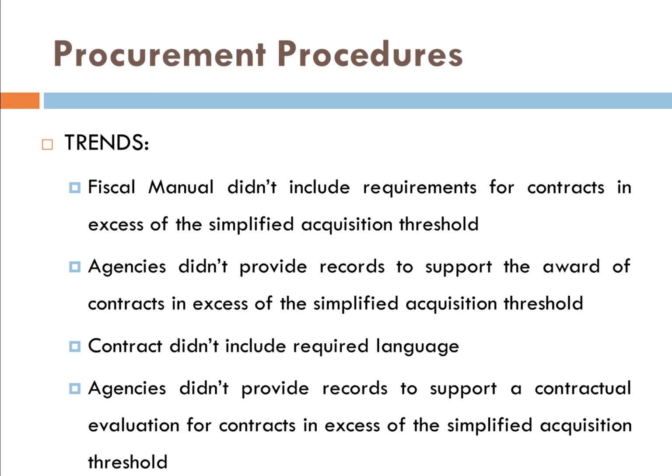In some instances, there were contracts in excess of the simplified acquisition threshold where the award did not have documentation to support why they made that decision. So if you have a contract in excess of the simplified acquisition threshold and you did not follow all the requirements, you have to justify the award being made to that particular vendor as opposed to another vendor. Contracts did not include required language.